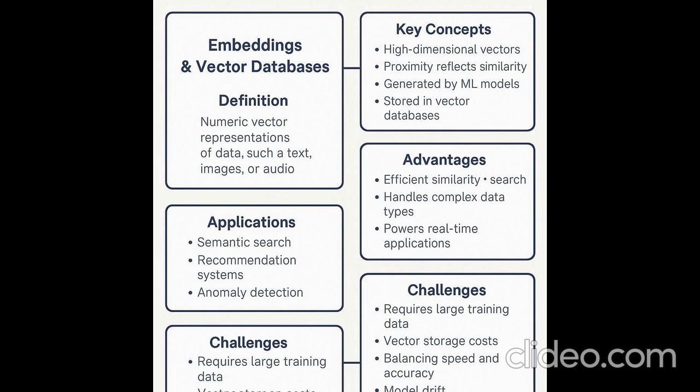Euclidean distance measures direct distance in vector space, often used for image or numeric embeddings. Dot product is a fast inner product comparison, optimized for ANN search.